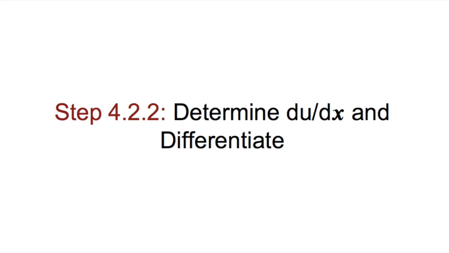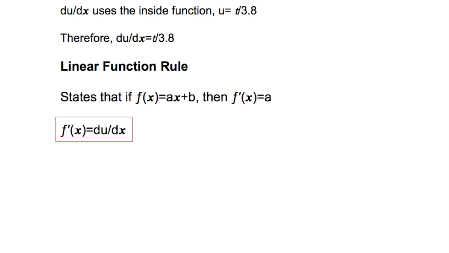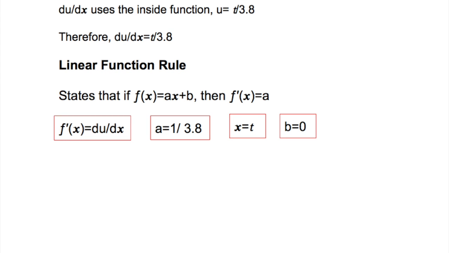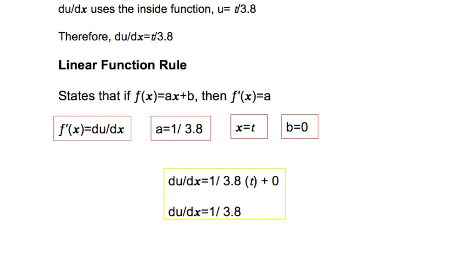Step 4.2.2. Determine du over dx and differentiate. Du over dx uses the inside function. Therefore, du over dx equals t over 3.8. We will use the linear function rule to differentiate du over dx. The linear function rule states that if f at x equals a times x plus b, then f prime at x equals a. In our case, f prime at x equals du over dx, a equals 1 over 3.8, x equals t, and b equals 0. Therefore, du over dx equals 1 over 3.8 times t plus 0. Du over dx equals 1 over 3.8.